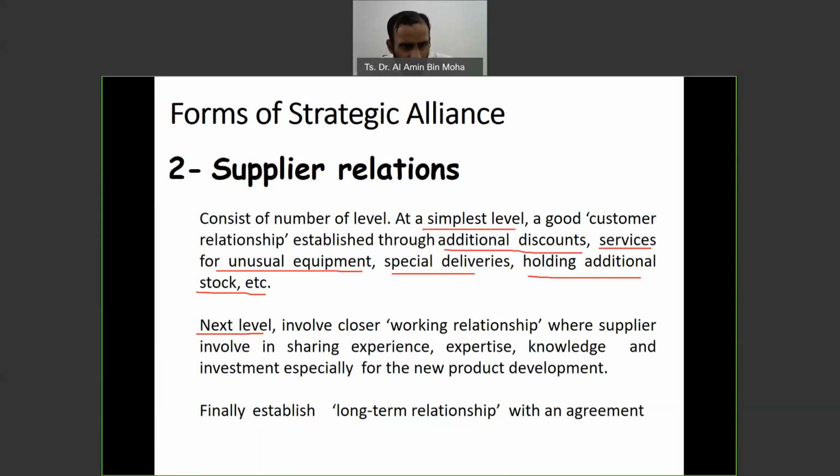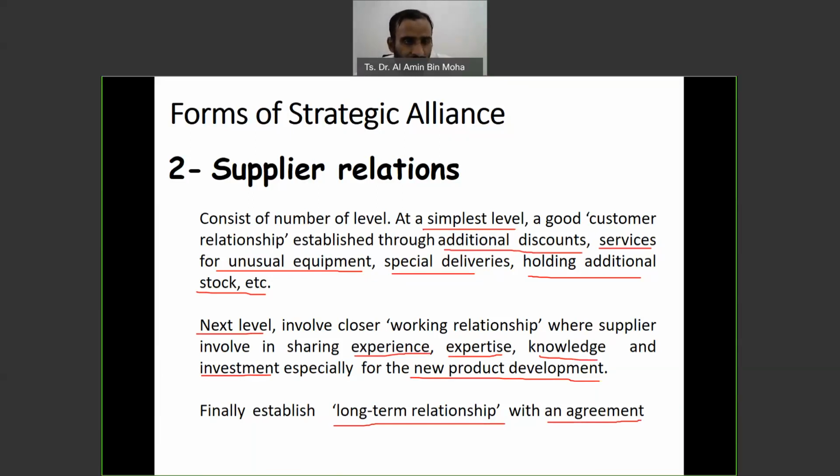The next level involves a closer working relationship, where the supplier is involved in sharing experience. Even being closer to you, they share how to use certain equipment or machineries, expertise and knowledge, and also investment, especially for a new product, which finally will establish a long-term relationship with an agreement.